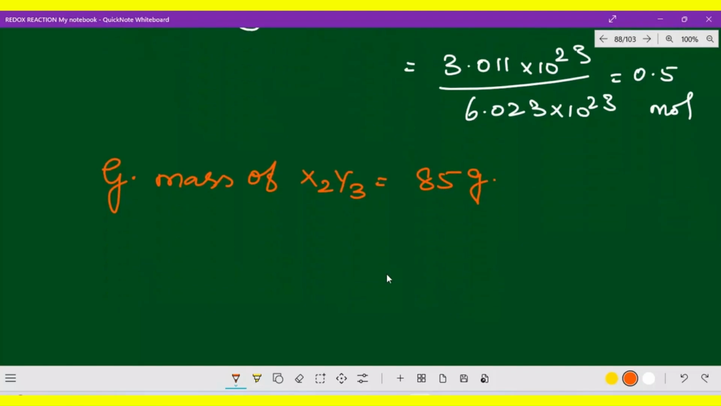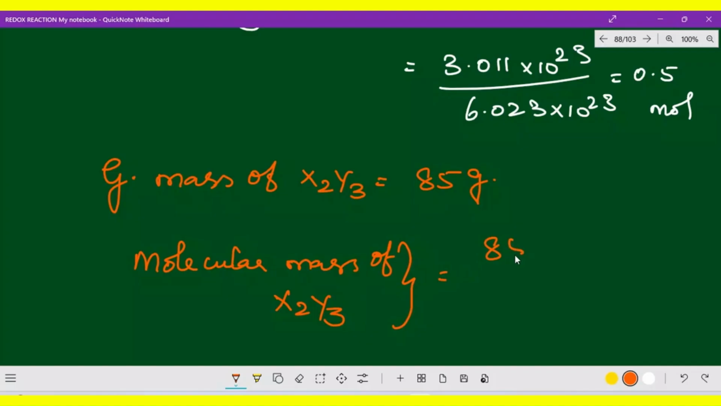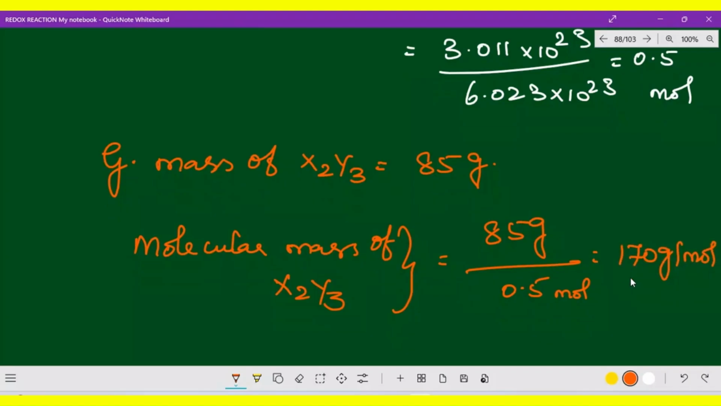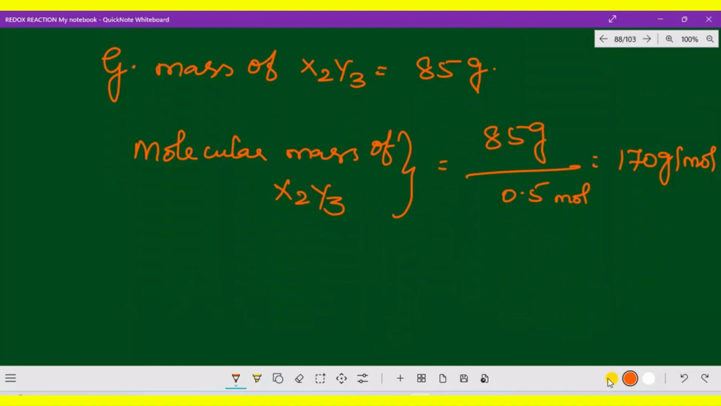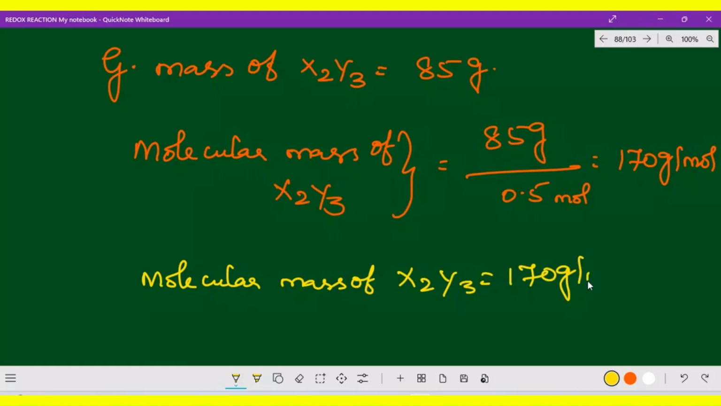So molecular mass equal to molecular mass of X2Y3. Right, so you will be getting 85 gram divided by 0.5 mole. So you'll be getting around 170 gram per mole. Now this is actually the molecular mass of X2Y3. So the molecular mass of X2Y3 equal to 170 gram per mole.